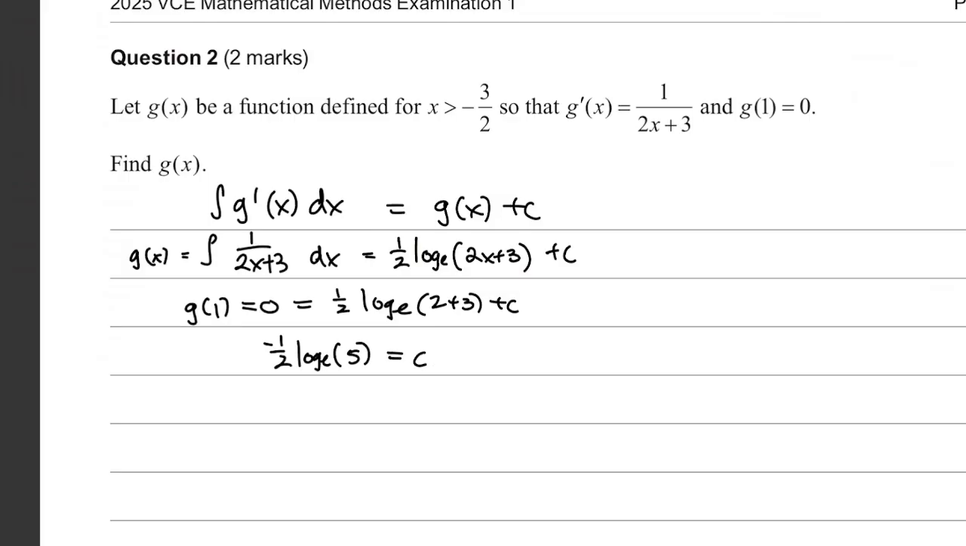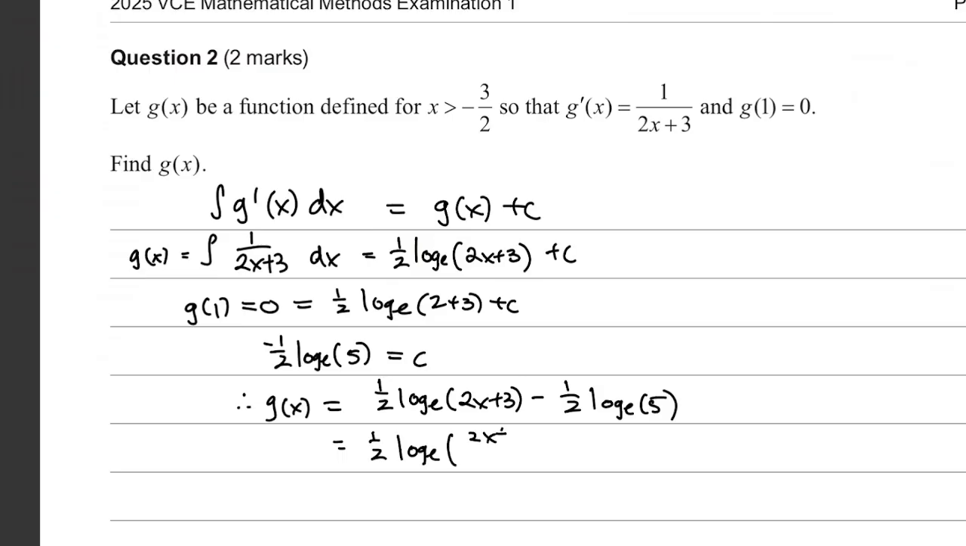So from there, I can then say that g of x is going to be equal to half log e 2x plus 3 minus half log e 5. If you really want to, you can then divide, because the coefficients here are the same. So I can say half log e of 2x plus 3 on 5. You don't need to do this though. This statement here is completely fine.